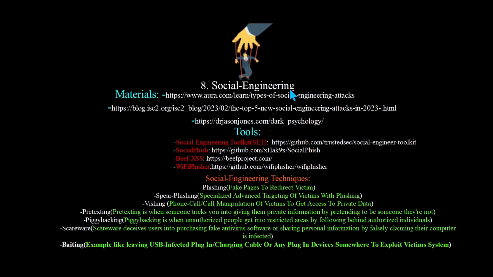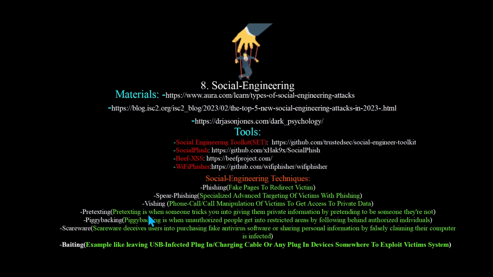Number 8, and also the last one, is social engineering, which is commonly used to manipulate victims into clicking on specific things. It's social engineering in a negative, dark psychological way. The techniques include phishing, which redirects victims to fake pages to steal passwords and credentials. Spear phishing is the same, but more specialized and advanced, targeting victims in a more specific, smarter way. Vishing is usually done through phone calls, manipulating victims to gain access to private or sensitive data.